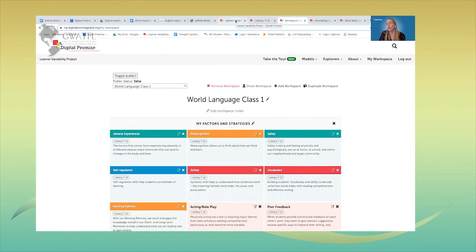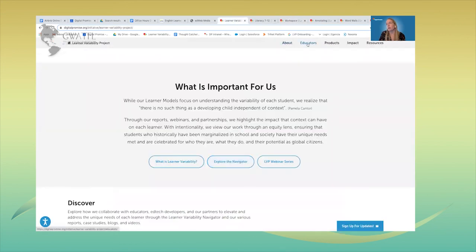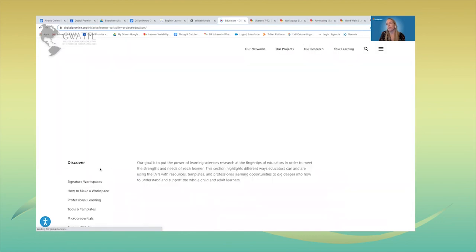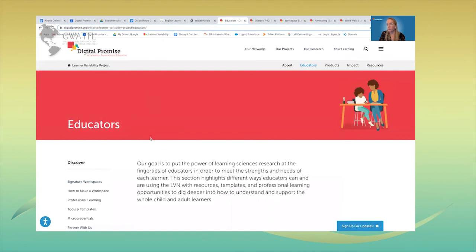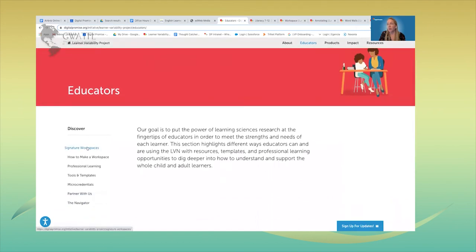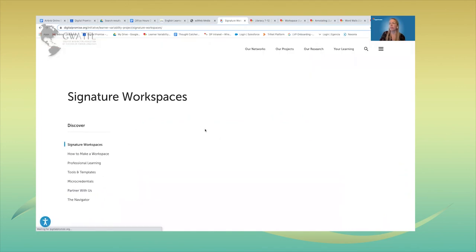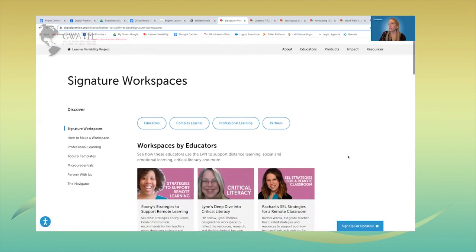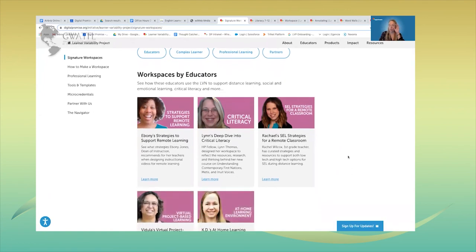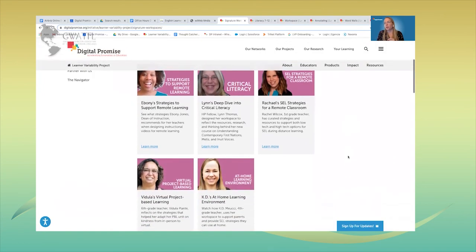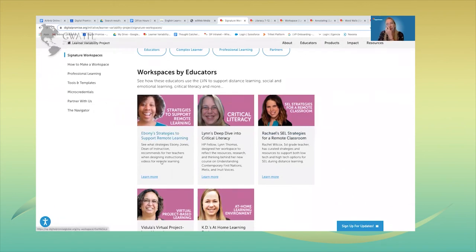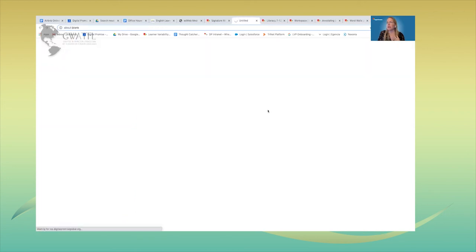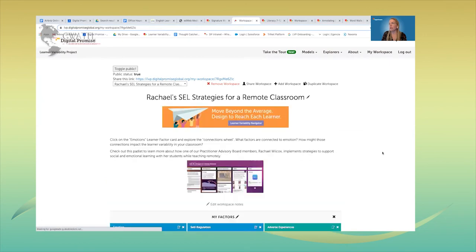Similarly, we've worked with a lot of different teachers and organizations to design workspaces that we can share with you. If you go to our initiative page that's outside of the Navigator, I'll share the link with you, you can see workspaces designed by educators and other groups. This first group are workspaces designed by educators. And in this workspace that Rachel from our Practitioner Advisory Board created, she was really focused on how to support SEL in a remote classroom.